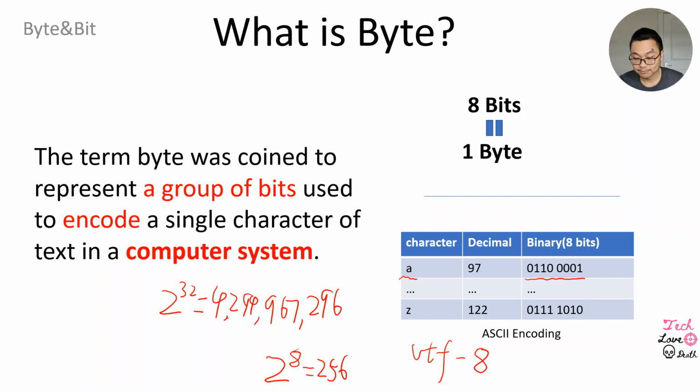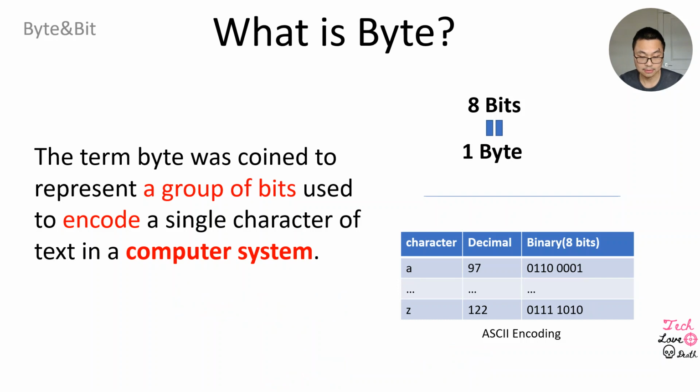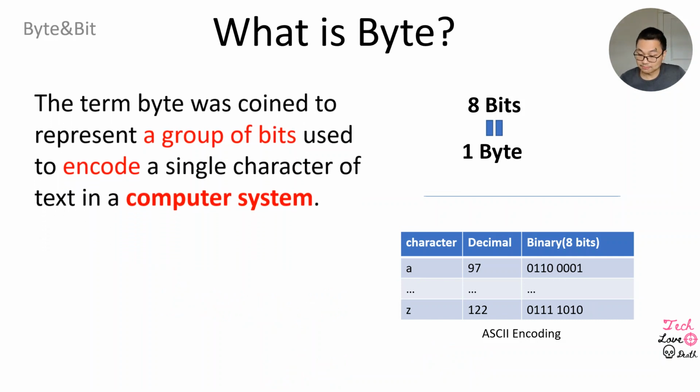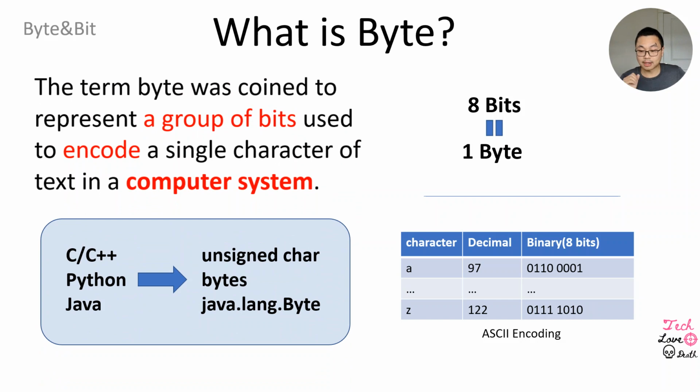Then next, the third key point. Okay, let's clear the notes. Computer system. Byte is designed for computer system. So we can use byte in any different programming languages. In C and C++, we use unsigned char. In Python, we can use bytes. In Java, we can use java.lang.Byte.